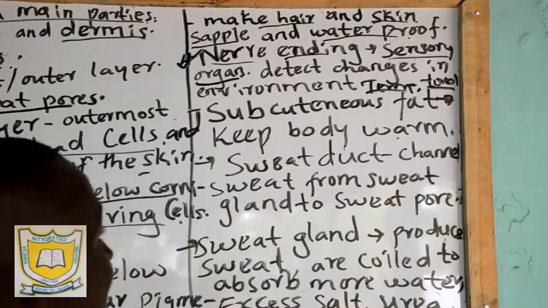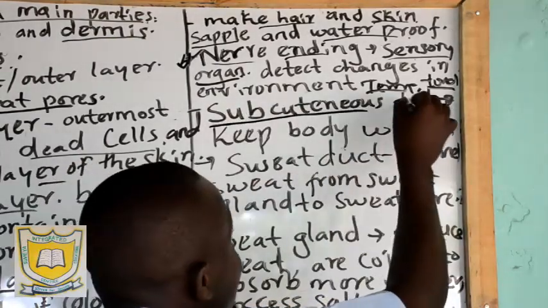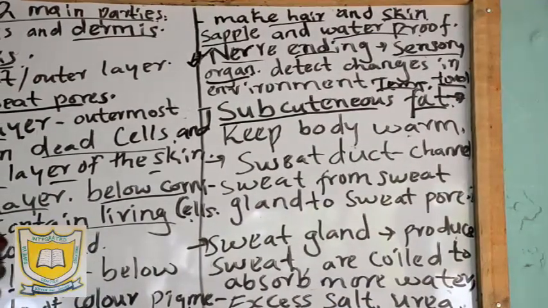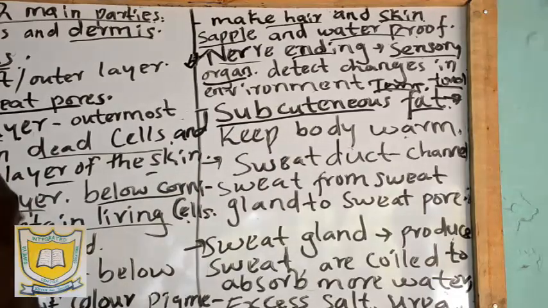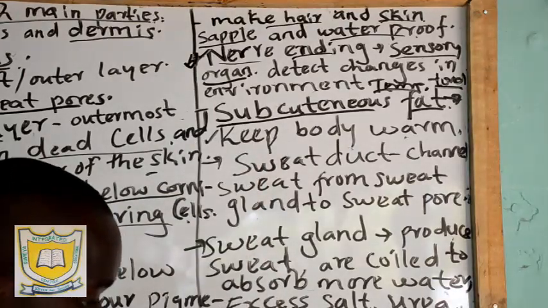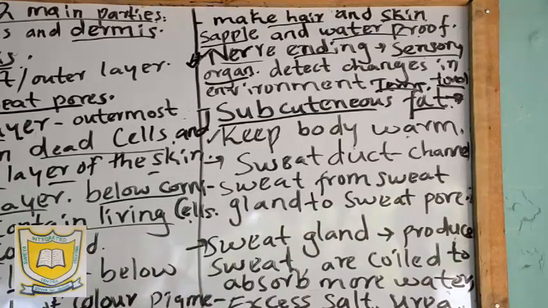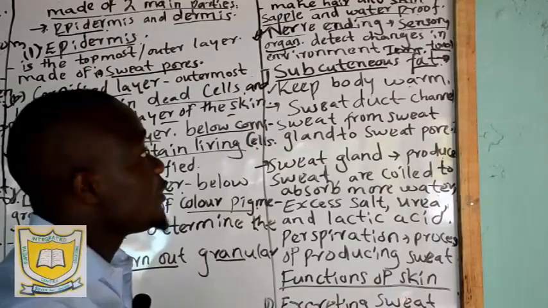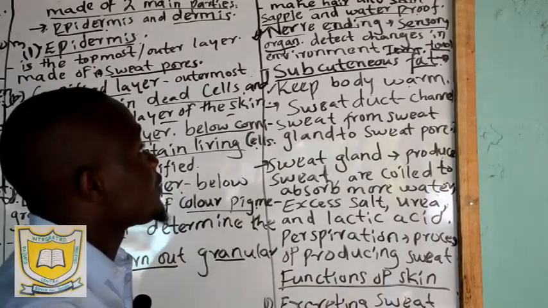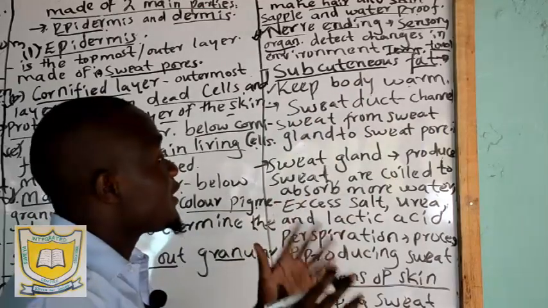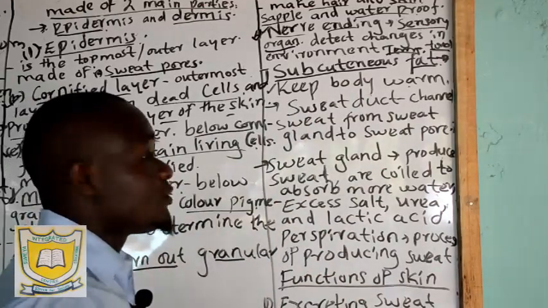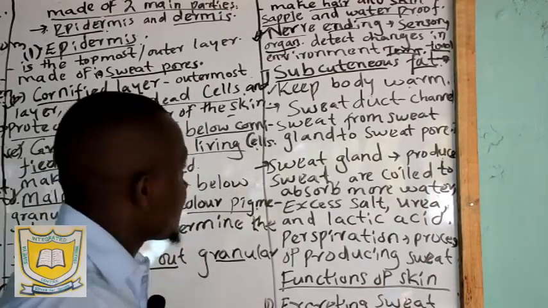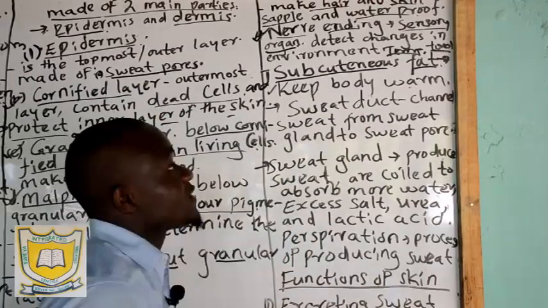Next, we talk of the subcutaneous fat. When you hear the term fat, you know the main function of fat. Now the fat keeps the body warm. In the skin, inside the skin, we have what we call fat. That's why, on the functions of the skin, you will come to see that the skin also stores fat. The main function of the fat is just to keep the body warm, so that when you have a lot of cold, your body will remain warm. There will be no change in temperature inside your body because of the presence of the subcutaneous fat.